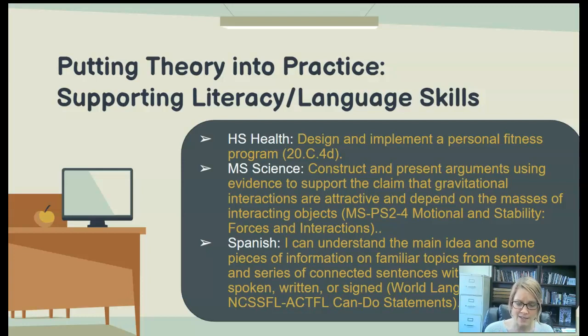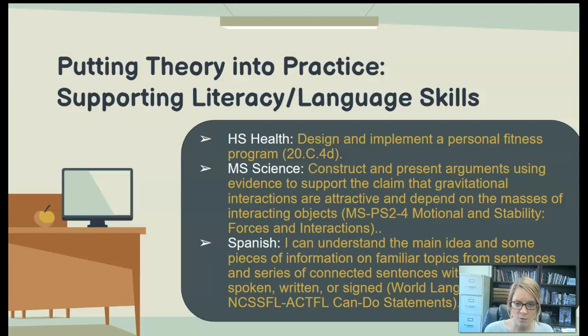So you kind of get the idea here that they're overall designing and implementing a personal fitness program. So some of those language supports are that I'm supporting students in being able to summarize what's on the website, and that they need to use a graphic organizer in order to be able to design this personal fitness program.